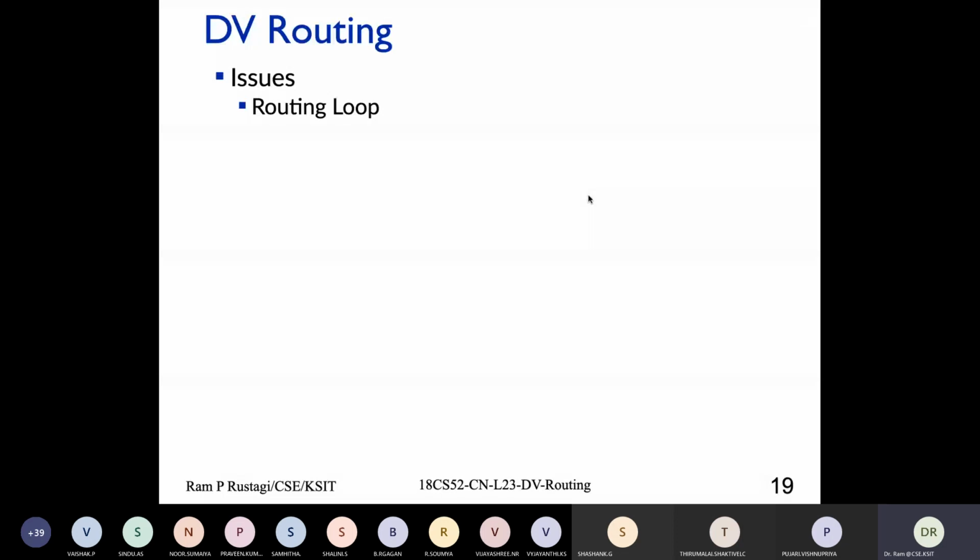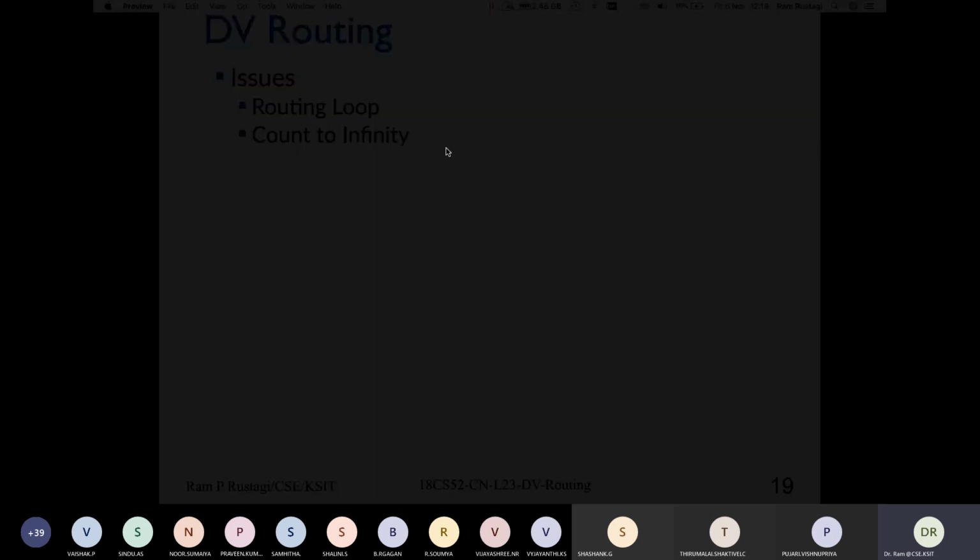The primary challenge with distance vector routing is that it can lead to a routing loop, or what is called count to infinity. So let me give you quickly one example. Let me go back.